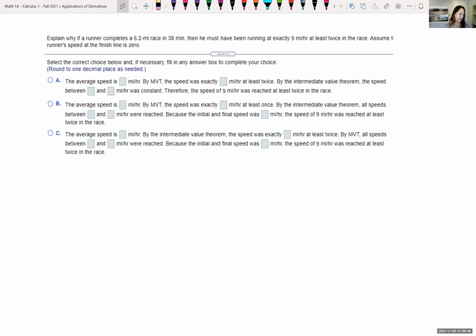So the average speed is blank miles per hour by MVT. The speed was exactly blank miles per hour at least twice by the intermediate value theorem. The speed between blank and blank miles per hour was constant. Therefore, the speed was 9 miles per hour at least twice in that race.